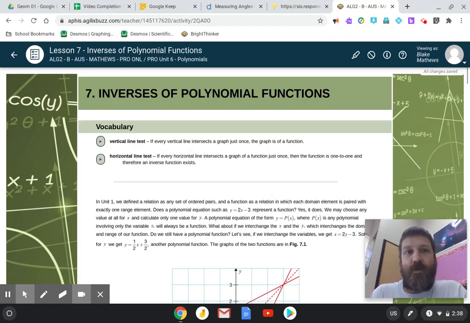All right, this is the Algebra 2 Unit 6 Lesson 7 video over inverses of polynomial functions. So inverses are a concept that is first introduced previously in the course, but we're going to do a quick overview of that since we're starting from the second half here.